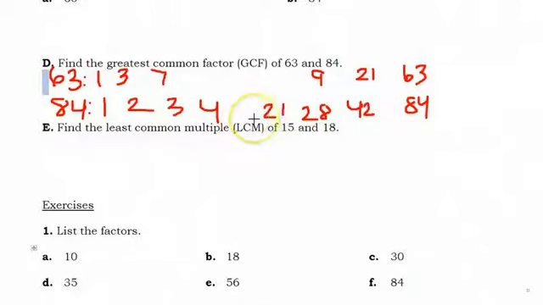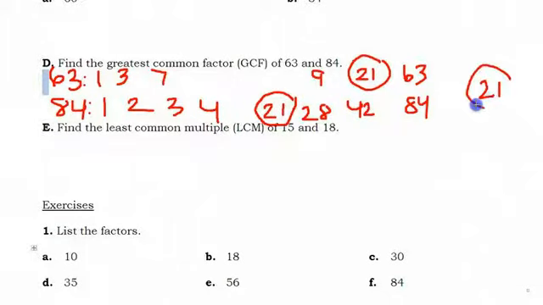And I can stop there because I've noticed that I hit a 21 here, and that's my second highest one. I don't have a 63, and I have a 21. I could keep going to get the rest of the factors, but I don't need to now that I have found the greatest common factor. Both of these sets, their highest number is 21. So 21 is my answer.